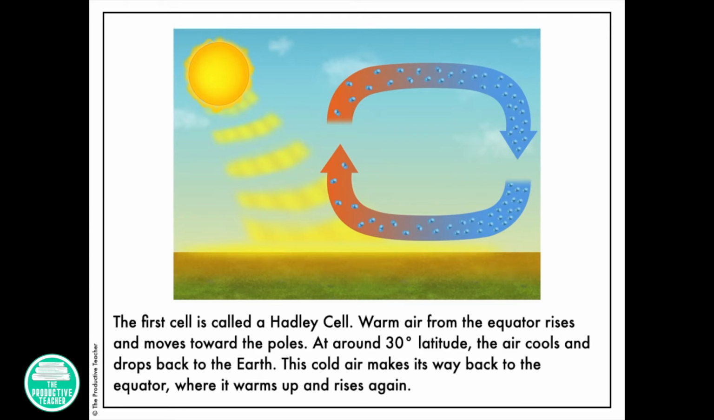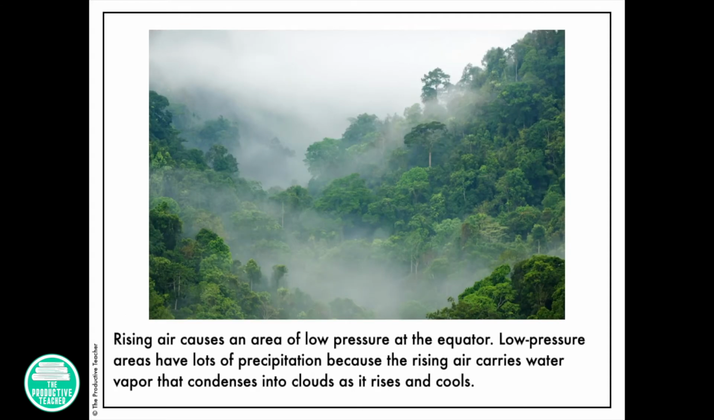Warm air from the equator rises and moves toward the poles. At around 30 degrees latitude, the air cools and drops back to the Earth. This cold air makes its way back to the equator, where it warms up and rises again. Rising air causes an area of low pressure at the equator.